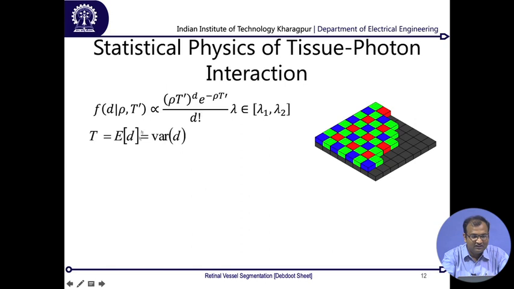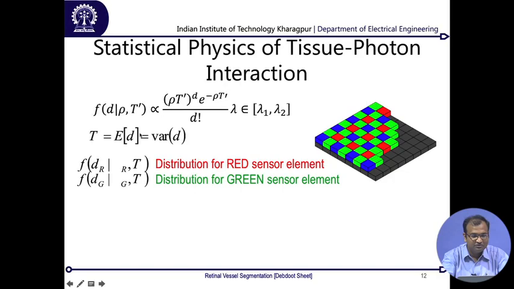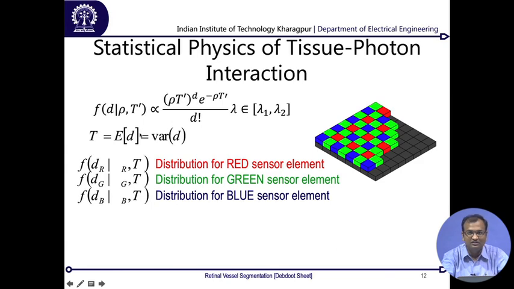Given that it is a Poisson distributed process, the main objective here, say we define a meta variable called T, is that if this is a Poisson distributed process, then the expectation or mean of the variable is equal to the variance of the variable, and that is what we take as one of the cues for solving our problem. From there we can find a distribution for the red sensor, green sensor and blue sensor independently, if you are looking at every channel of the image.